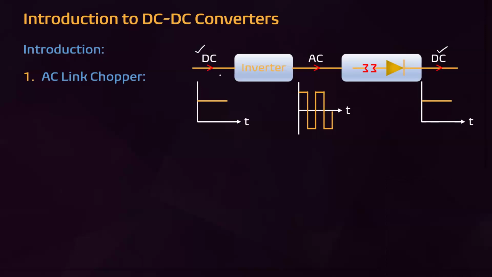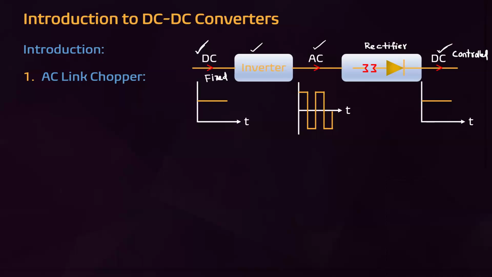What do you mean by AC link chopper? This is fixed DC and this is the control DC or variable DC. In an AC link chopper, you convert DC to AC by using an inverter. Again, you convert AC to DC by using a rectifier. This combination is nothing but the AC link chopper. Fixed DC to variable DC or control DC.